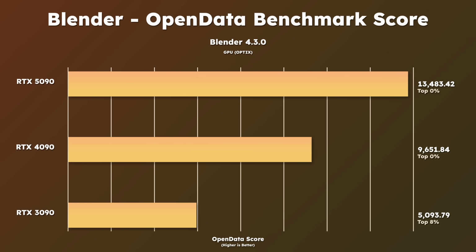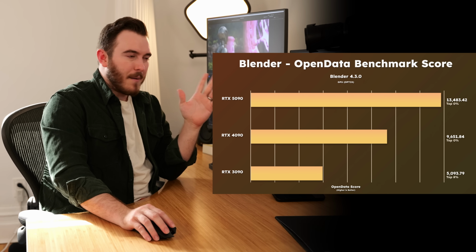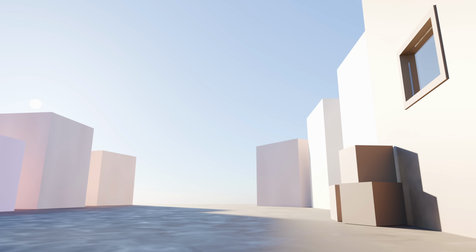Now let's jump back over to Blender. I already showed you the open data specifically, right? The benchmark says the 5090 should be quite a bit faster than the 4090, and that's kind of what I would have expected. What happened was really weird. I did a render of this animation. It's this side flip animation.